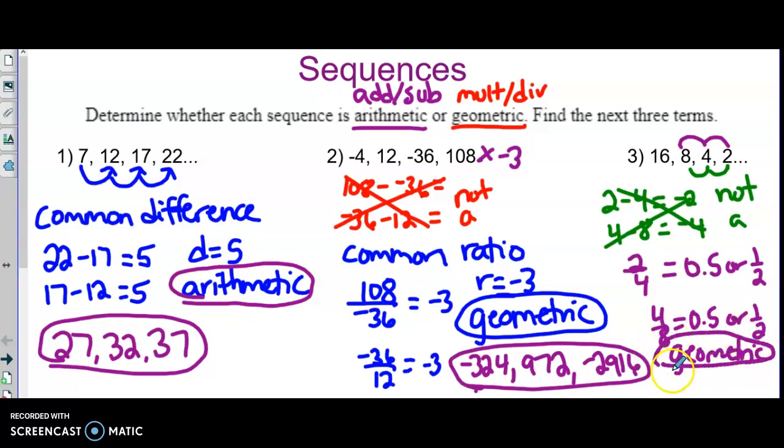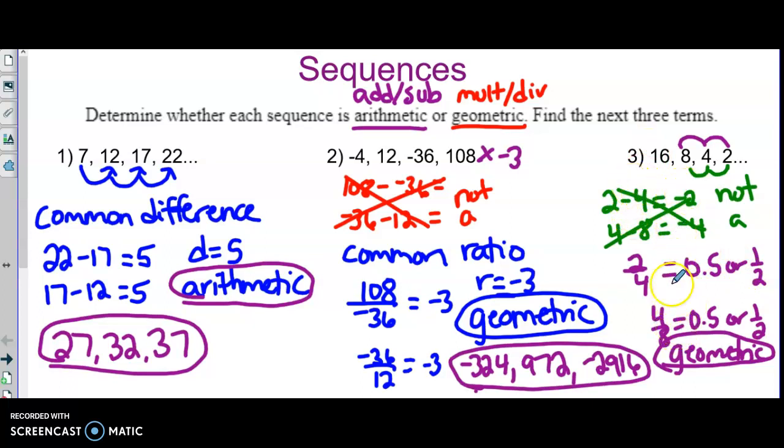And basically what you're doing is you're multiplying by 1/2 each time. Now, some of you look at that and say, no, you're dividing by 2. Well, you're right. Dividing by 2 and multiplying by 1/2 are the same thing, right? Because we have this division symbol here, 1 divided by 2. So if you divide by 2 or you multiply by 1/2, that's the same thing.